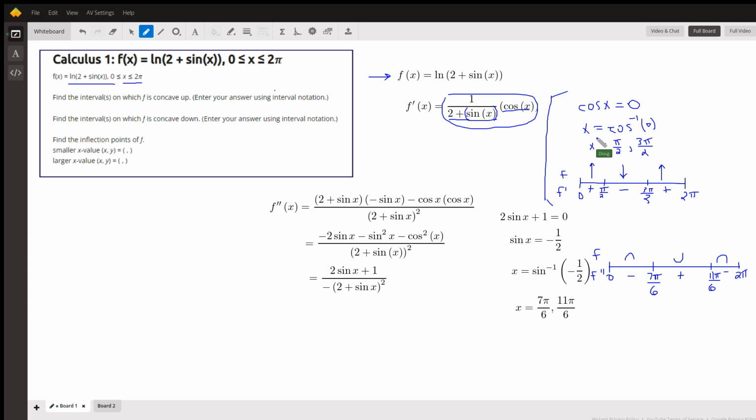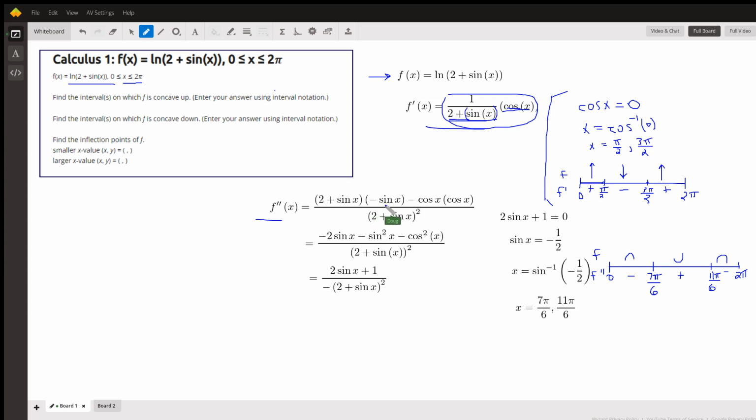So x would be the angles that have a cosine of 0, and those occur at pi over 2 and 3 pi over 2. And if you test the first derivative in the interval from 0 to pi over 2, that's the first quadrant where the cosine is positive. The denominator is always positive, so it's an increasing interval. And we can figure out decreasing and increasing. So there's a relative maximum at pi over 2 and a relative minimum at 3 pi over 2. But anyway, onto the second derivative, we have to apply the quotient rule to this.